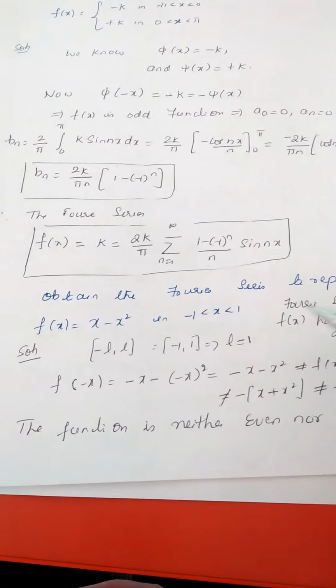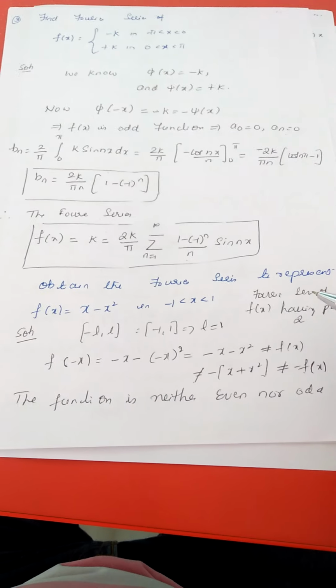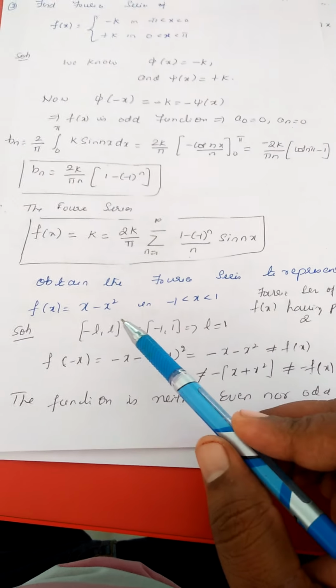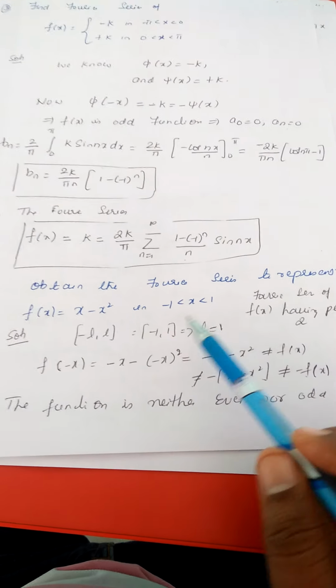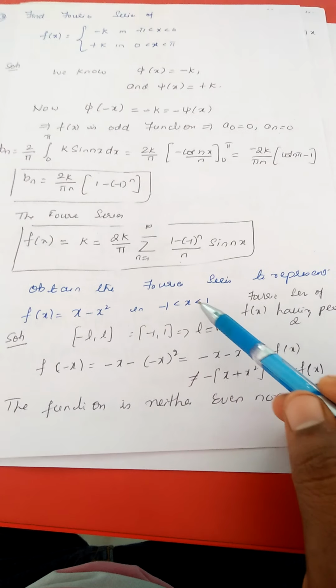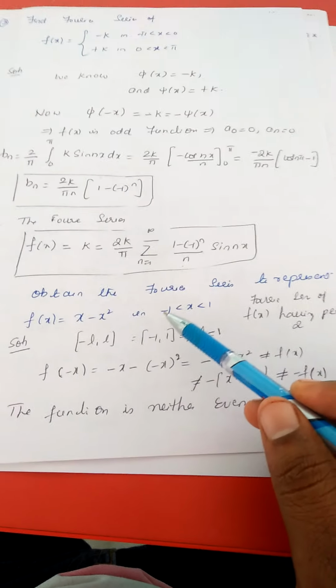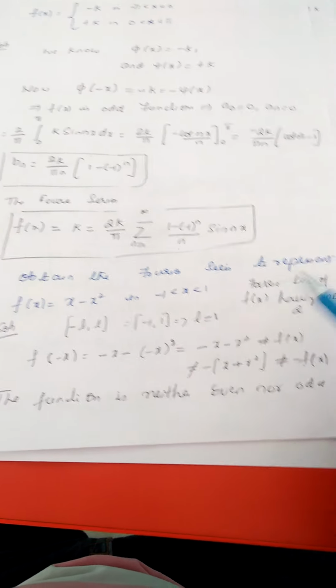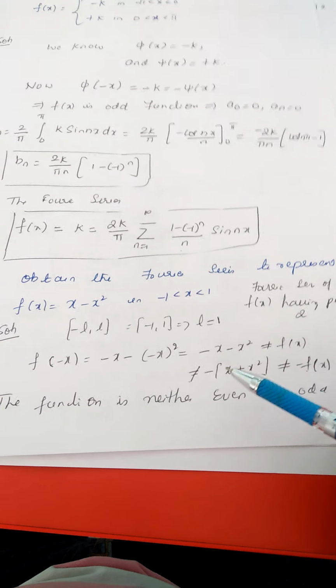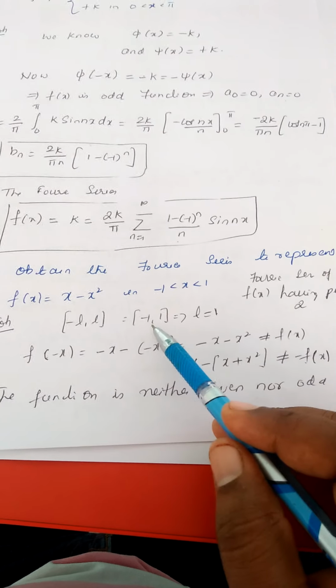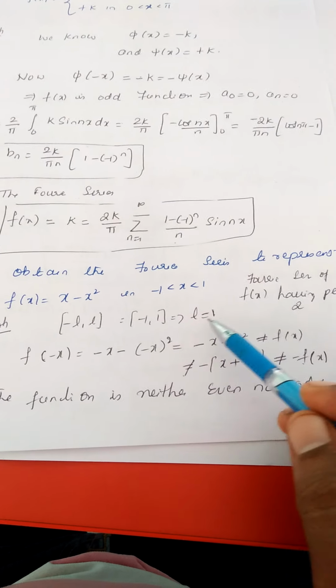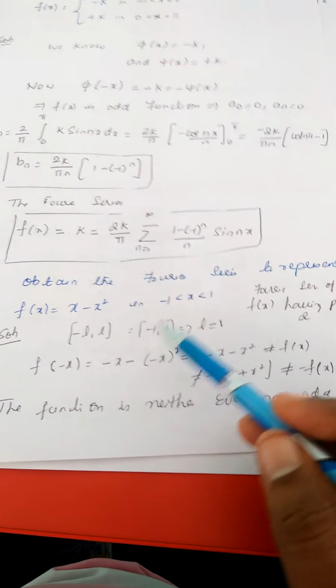Next question is, obtain the Fourier series representation of f of x is equal to x minus x square in the interval minus 1 to 1. Okay, now minus 1 to 1 is an arbitrary interval. We need to compare this with minus L to L. Minus L to L is equal to minus 1 to 1. So the value of L is 1. Now how to check whether it is even or odd?